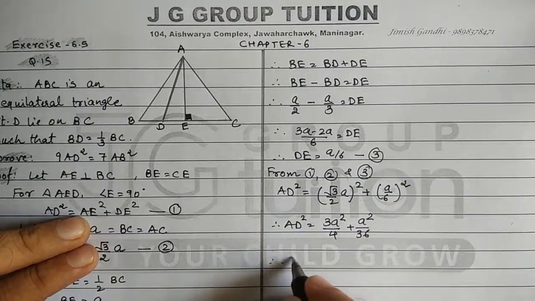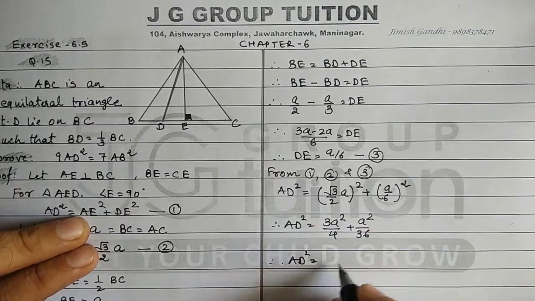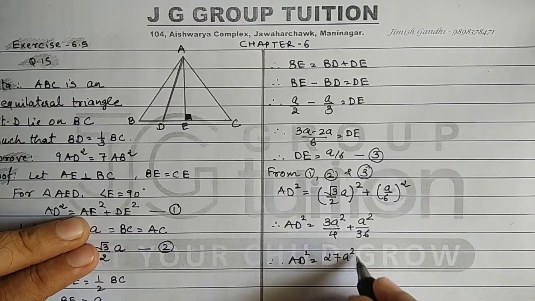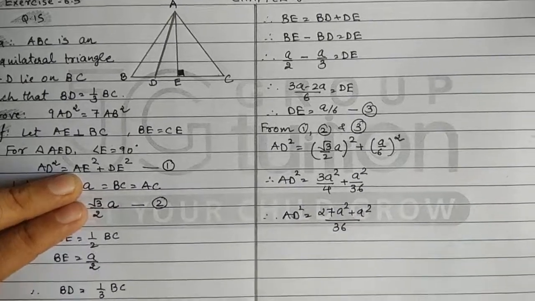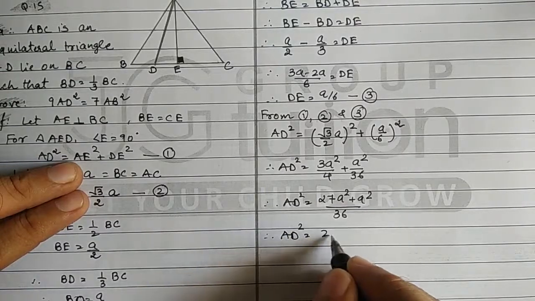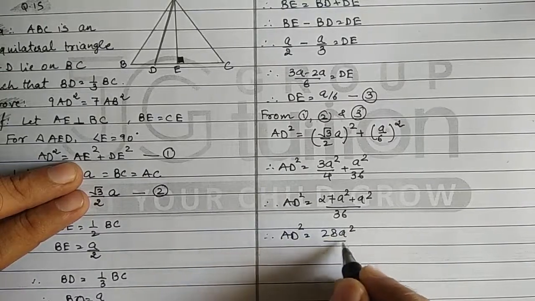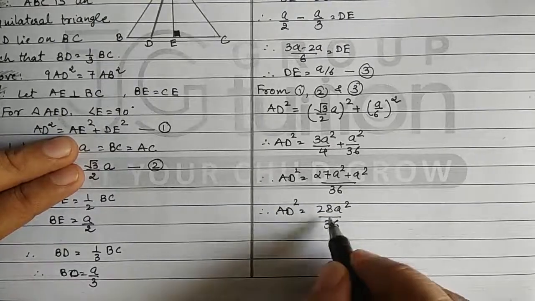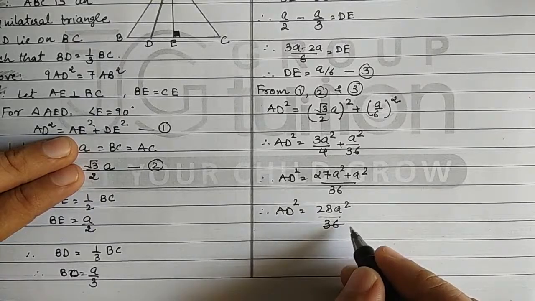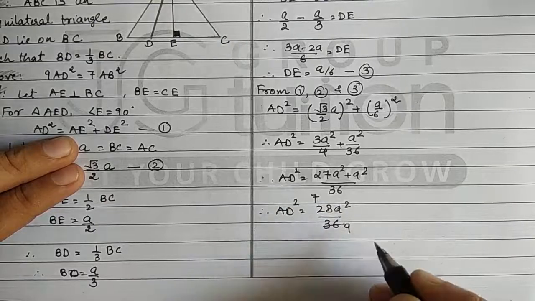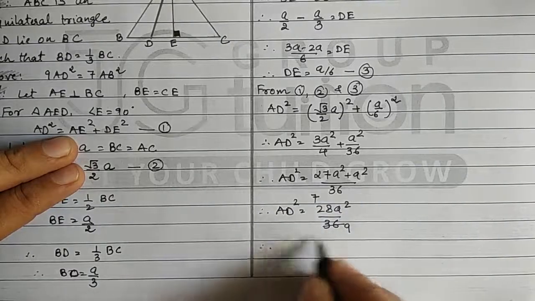Let's take the LCM here, that AD square, the LCM must be 36. So 9 3s are 27 A square plus A square upon 36. So I'll continue simplifying this. So I'll get AD square is equals to 28 A square upon 36. We can see that both are divisible by 4. 7 4s are 28, and 9 4s are 36. So I'll take this 9 here.